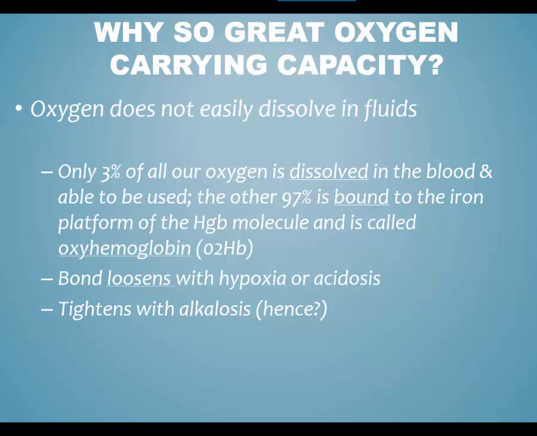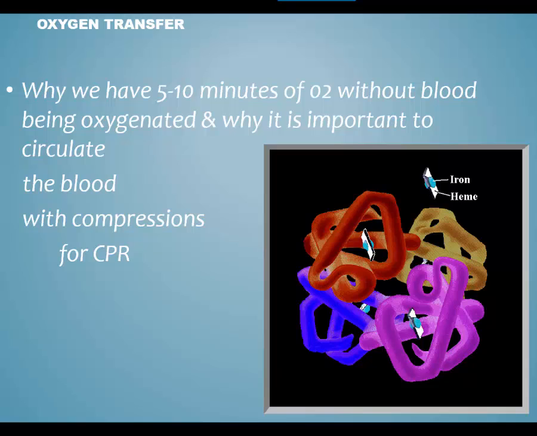The other 97% is tightly bound on the hemoglobin molecule and is called oxyhemoglobin. Acidosis loosens this bond. So when a patient goes into cardiac arrest and becomes acidotic, the bonds loosen and the O2 moves from the hemoglobin molecule into the cells. This is why it's so important to do chest compressions to move the blood around in cardiac arrest, and why we have about 5 to 10 minutes to do so before we have an anoxic injury to the brain.